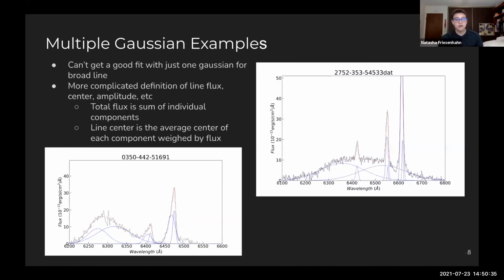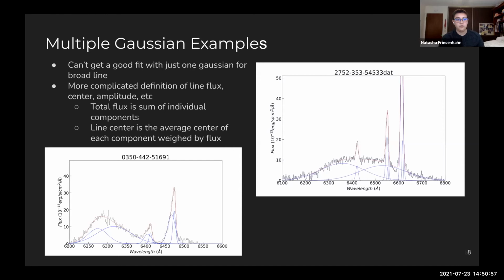And then, so that previous example was fairly simple because broad H beta was only made up of 1 Gaussian component, but in our representative sample of the quasar catalog, it turned out that the majority of our spectra would not be this easy to fit. So many spectra had oddly shaped line profiles that required more than 1 Gaussian component to fit broad H beta.